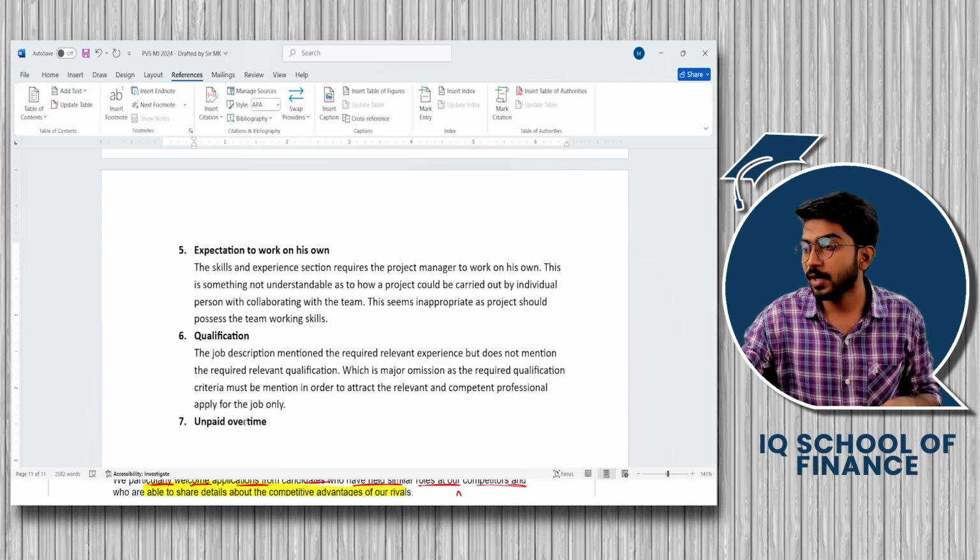Shabnam, Pooja, you have not drafted this point. Vinsha.